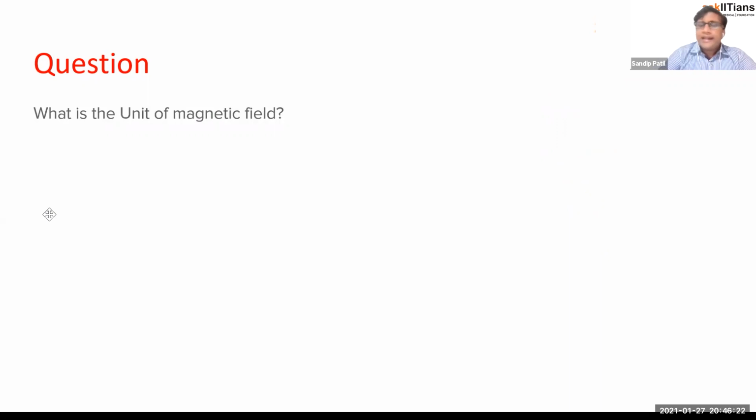And what is the unit of magnetic field? Now, this is not a question we have studied, but remember the unit for the magnetic field is called Tesla. Tesla is also one of the scientists, right? Like Newton, then Einstein also. So Tesla is also one of the scientists, and for the unit of the magnetic field, his name is given. Therefore, we can say the unit of magnetic field is Tesla.